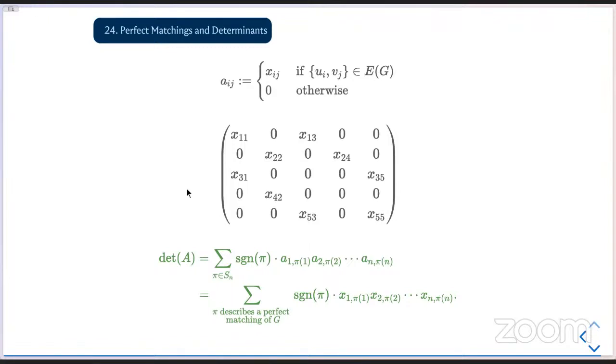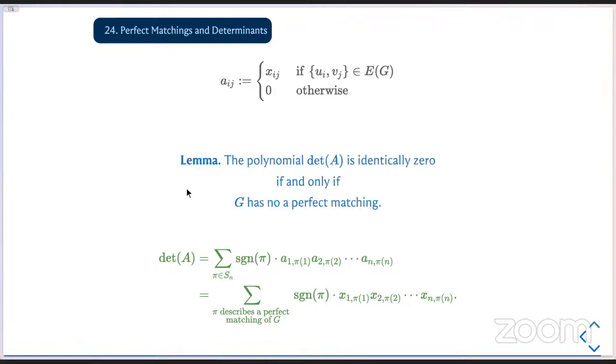Okay, so now the determinant is this cool multivariate polynomial. And we just made this claim. I don't know if we made it explicitly, but let's make it explicit now. This polynomial is identically zero if and only if G has no perfect matching. This is the claim. And one direction should strike us as obvious.